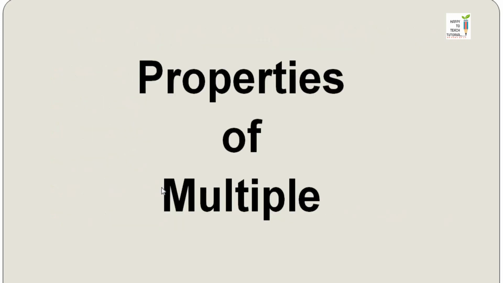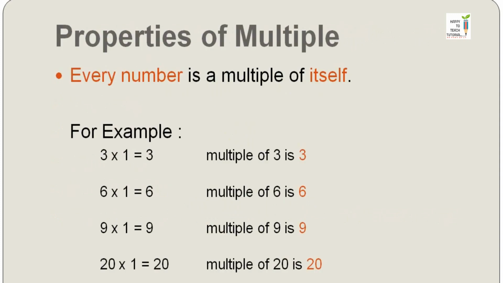Okay. Next, we will see properties of multiple. The first property of multiple is that each and every number is a multiple of itself. And each and every number is a multiple of 1 also. For example, 3 by 1 is equal to 3. So here a multiple of 3 is 3.